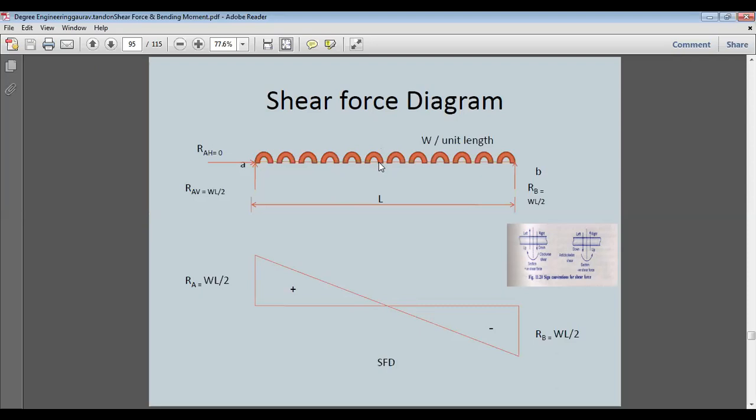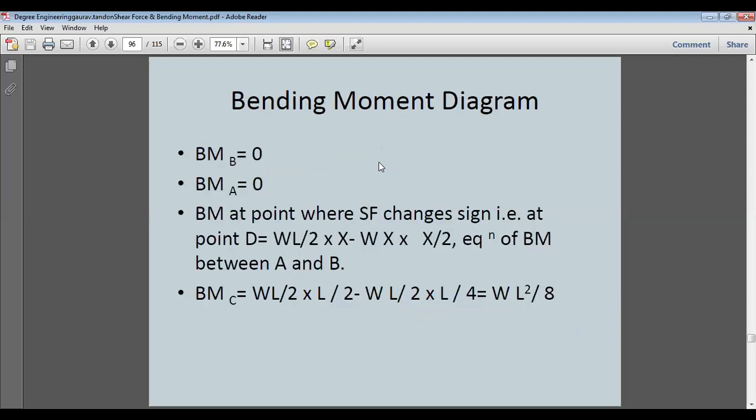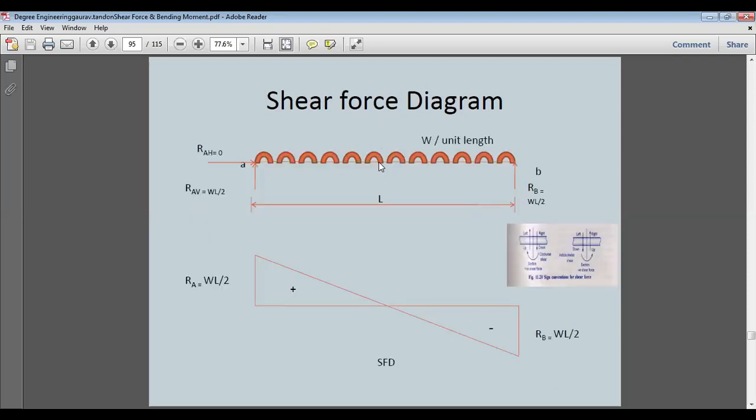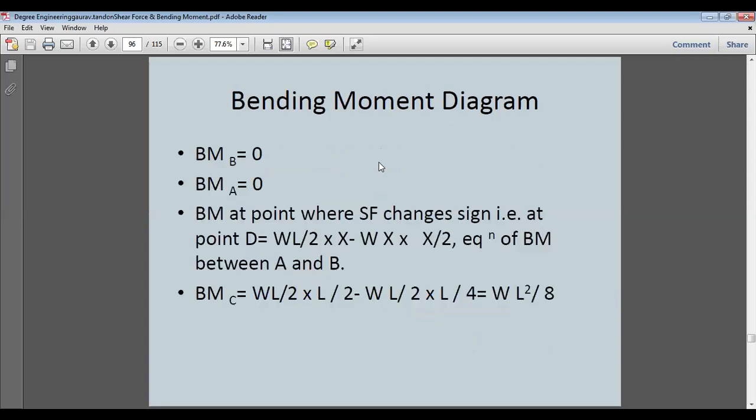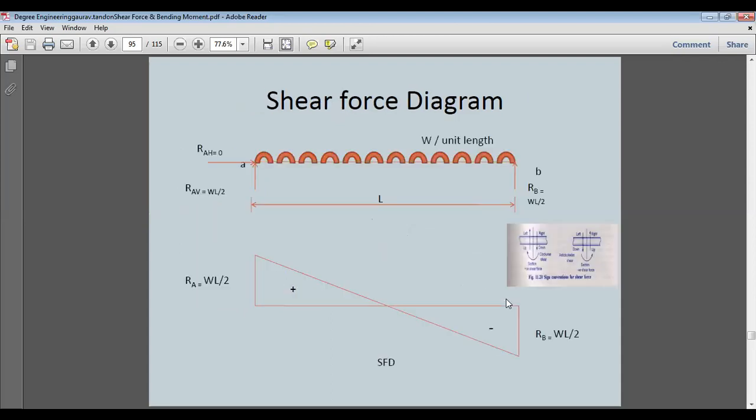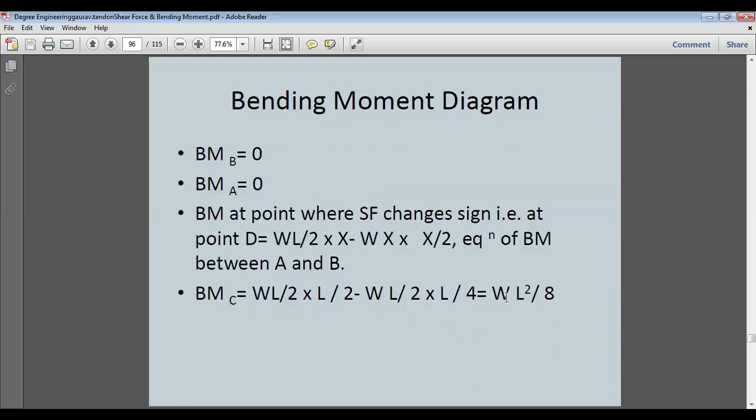Now come to the bending moment. Bending moment again, BM is equal to 0 at B, and at both points A and B the bending moment will be 0. The bending moment will be WL by 2 into X minus WX into X by 2, the equation of the beam between A and B. So this will give WL square by 8 as the bending moment at point C. So this is the center point, C point.